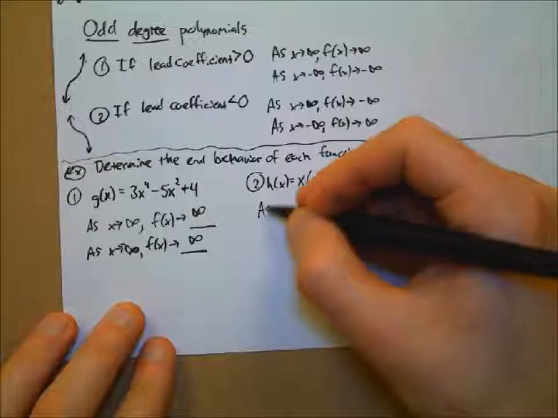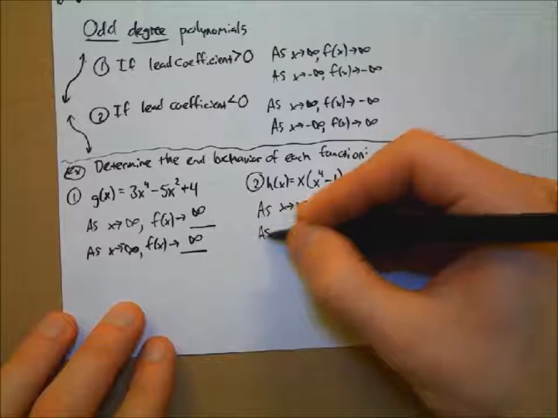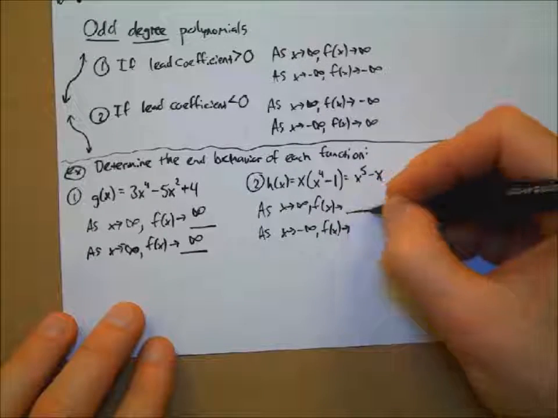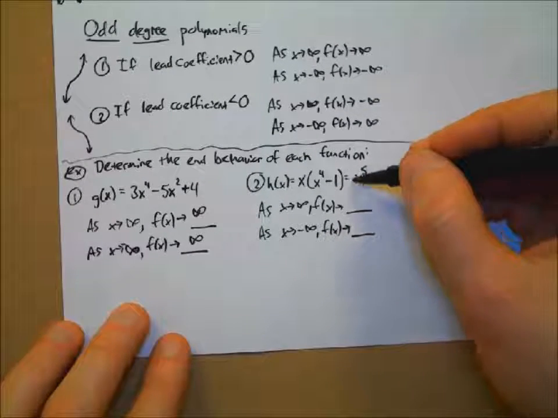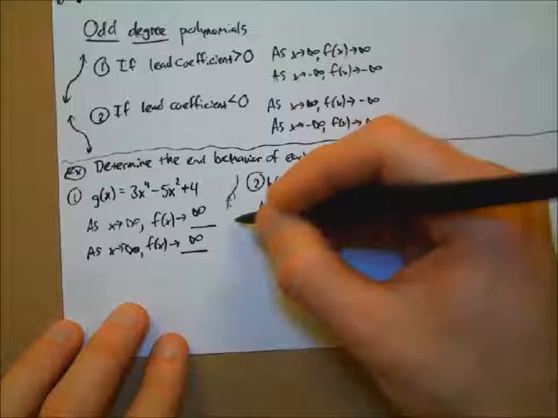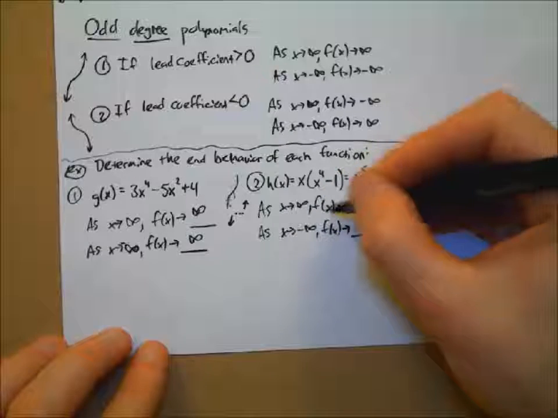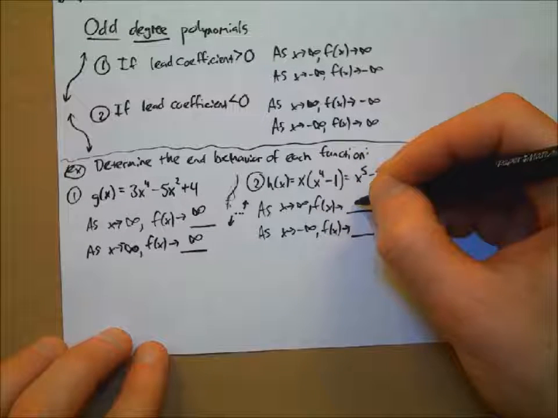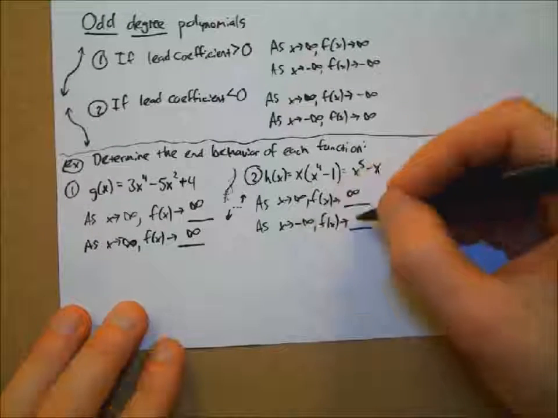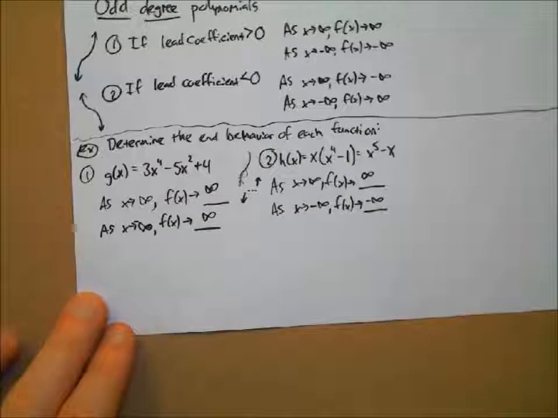So let me write this out here. As x approaches infinity, f of x will approach, and as x approaches negative infinity, f of x will approach. Okay, so odd degree with positive lead coefficient means it's going to look something like this, at the ends, at least. So that means as we go far to the right, f of x will approach what? Infinity is right. And as x approaches negative infinity, f of x will approach negative infinity. There we go. More people chimed in there. Okay, questions on that? 1 or 2?